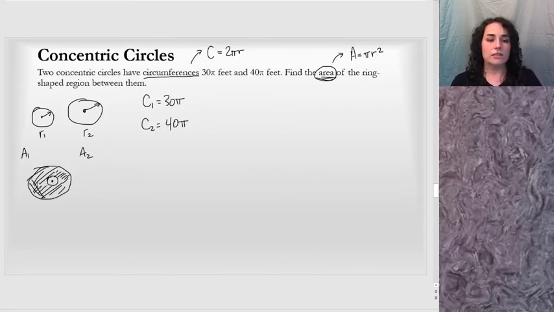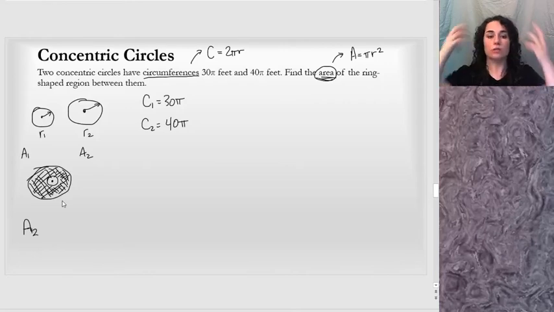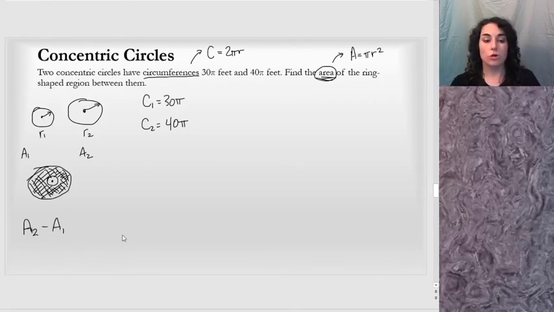Well, to find this region, basically what you're doing is you're taking the area of the larger one, A2, and you're hollowing out, you're taking out of the center the area of the smaller one. So the total area, which I can just say, or let's call it a ring, right? That makes sense. They're calling it a ring. Find the area of the ring-shaped region. So I'll call it a ring, will equal A2 minus A1.